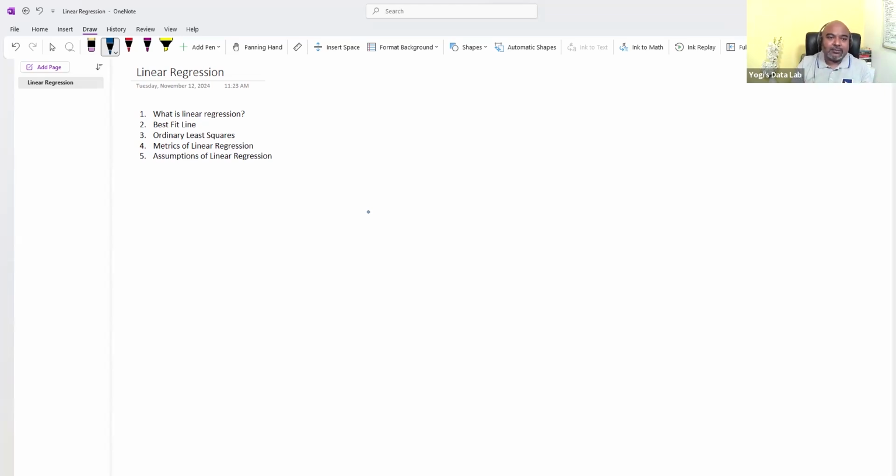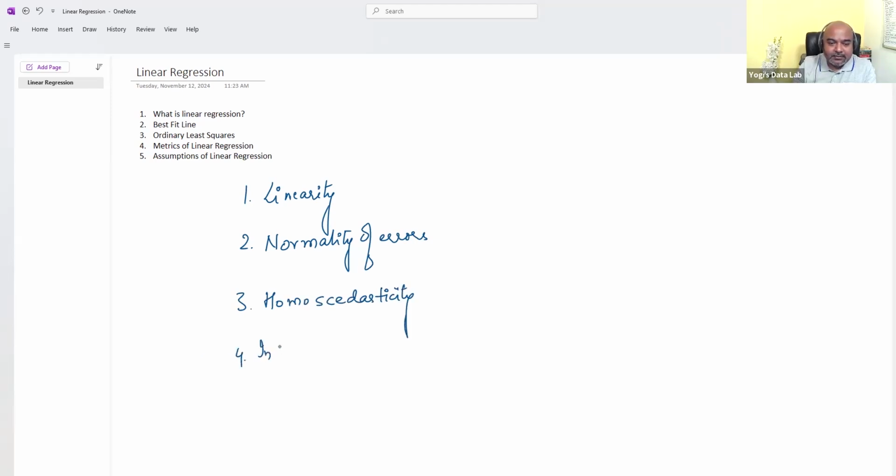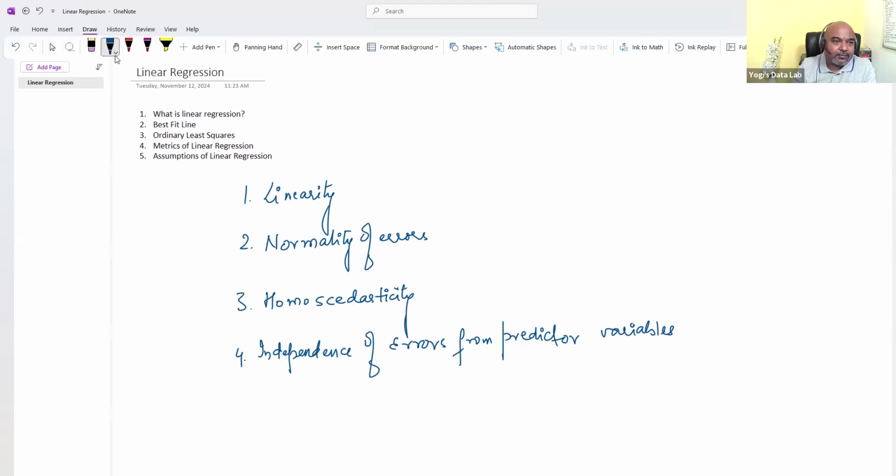However, when we talk about the assumptions, these are the four assumptions which we generally talk about: linearity, normality of errors, homoscedasticity, and independence of errors from predictor variables. These are the four assumptions of linear regression. Now, what do they mean? So let's take them one by one.